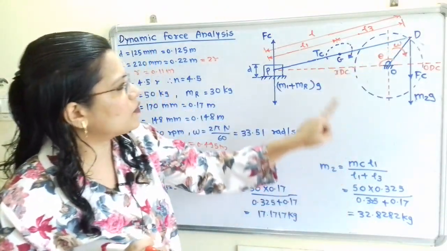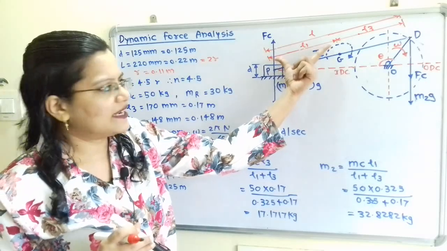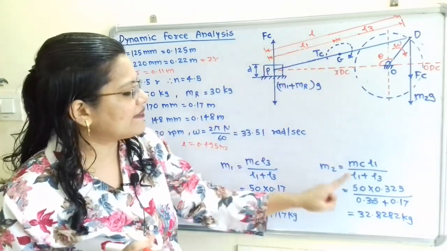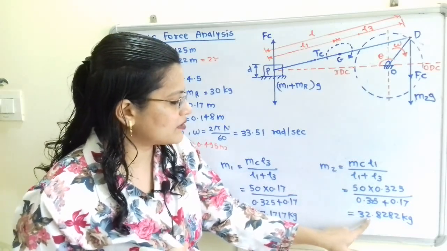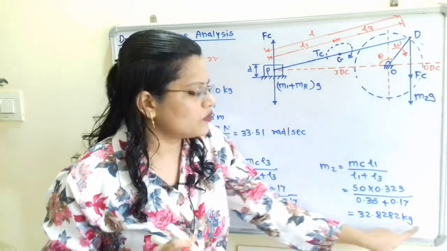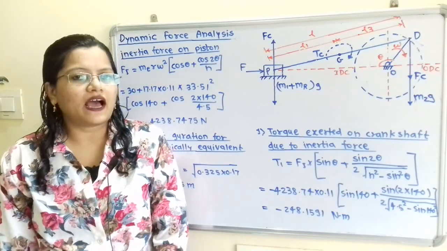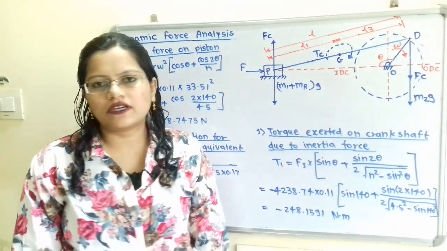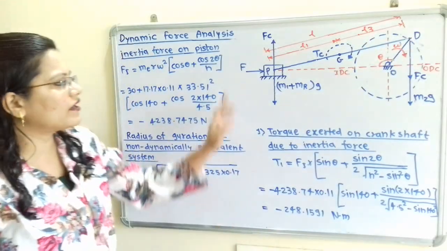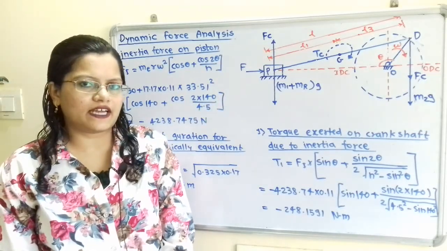Now we will calculate m2. So m2 is equal to mc into L1. So we have to take the opposite side length: mc into L1 divided by L1 plus L3. So when we put the value, we will get 32.8282 kilogram. As per the given data, the crank rotates from inner dead center to the outer dead center. So we have to show here the direction of the piston force towards the right hand side direction.